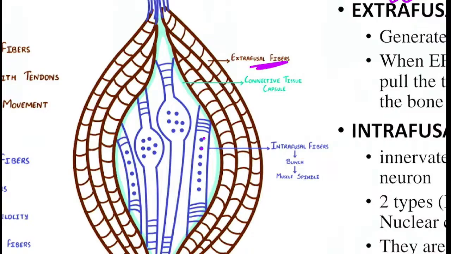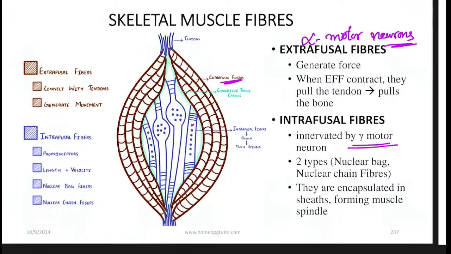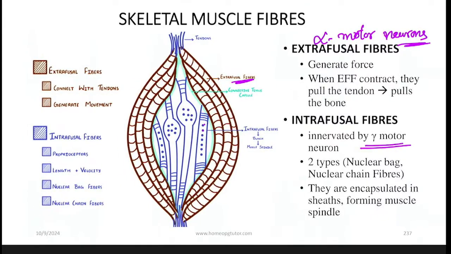These intrafusal muscles are specialized fibers. They have proprioceptors for position identification, and they are encapsulated in sheaths, and these form the muscle spindle. One function I have already mentioned: it has proprioceptors, so they pick up the length and velocity of the muscle.